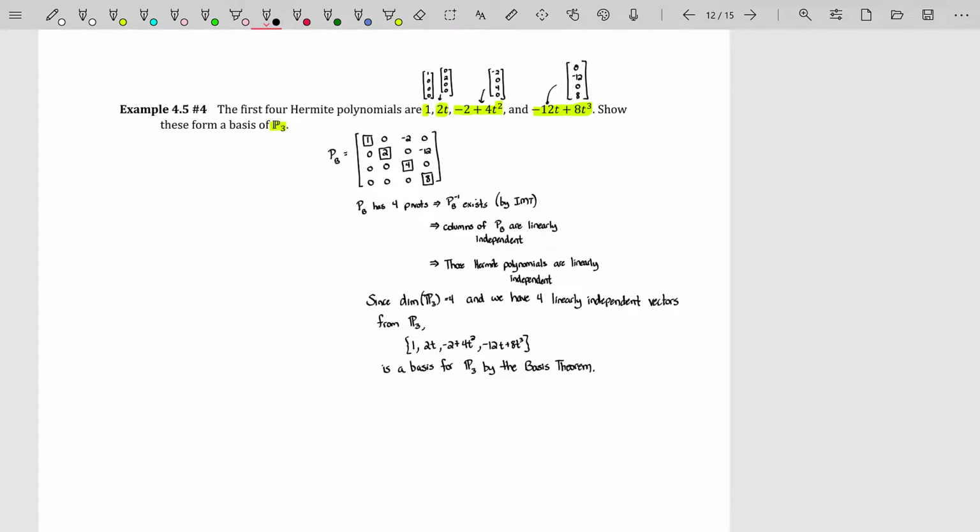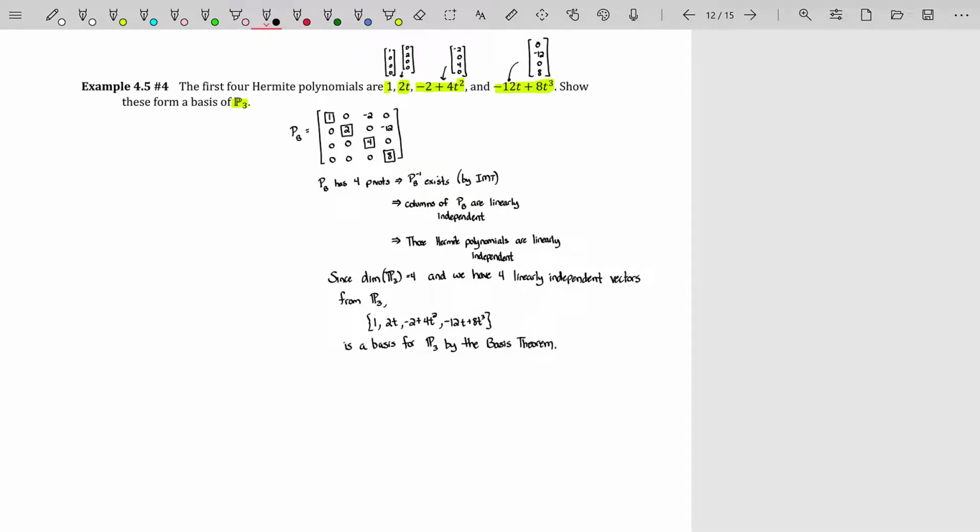Very nice, clean way to show that you have a basis for a space. As long as you know those vectors are linearly independent and it matches the dimension of the space, you have a basis for the space.